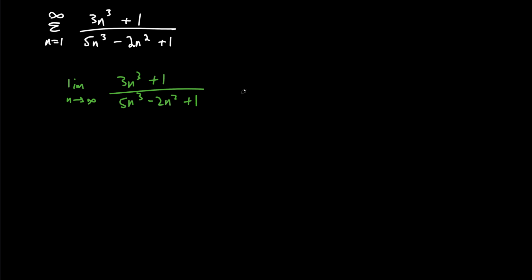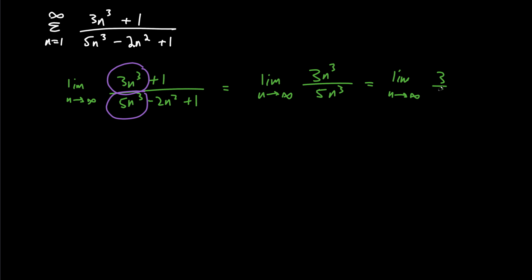To determine what this limit is, one way we could do this is keep in mind that for rational functions, we would just look at the leading terms. In our case, the leading term in the numerator is 3n cubed. The leading term in the denominator is 5n cubed. So this limit is equivalent to the limit as n goes to infinity of 3n cubed over 5n cubed, which is also equivalent to the limit of 3 over 5.